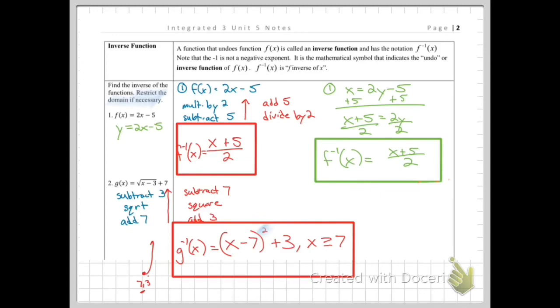One more time showing you switching. Switch x and y. X equals root y minus 3 plus 7. Start solving for y. Subtract the 7. You'll notice I'm doing everything I did in red because that's how we find the inverse. I'm undoing everything.